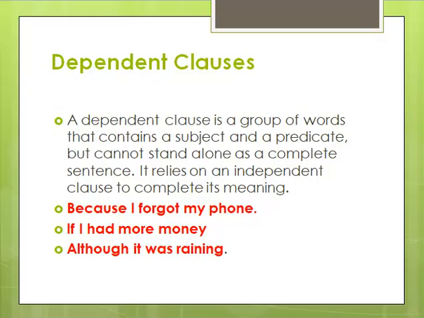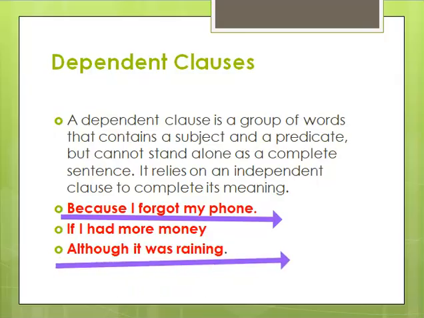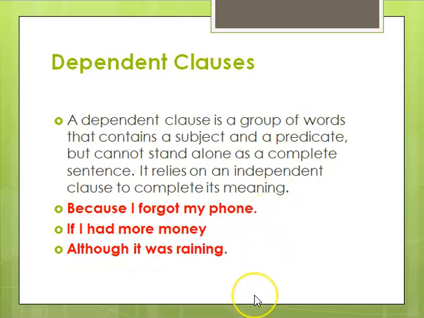So, because I forgot my phone, this is an example of a dependent clause. It needs another clause to define its meaning. Now, although it was raining, I still reached my home. Now, this is the complete sentence. But here, although it was raining is the dependent clause. Dependent clause means that it depends on the other clause to complete its meaning.